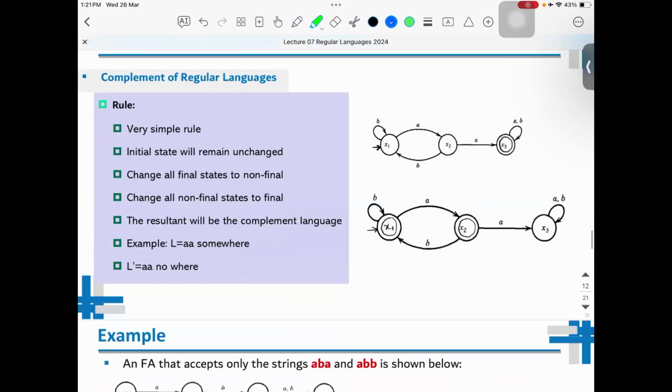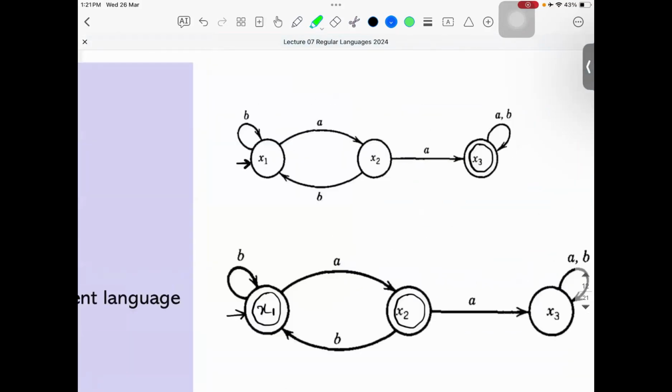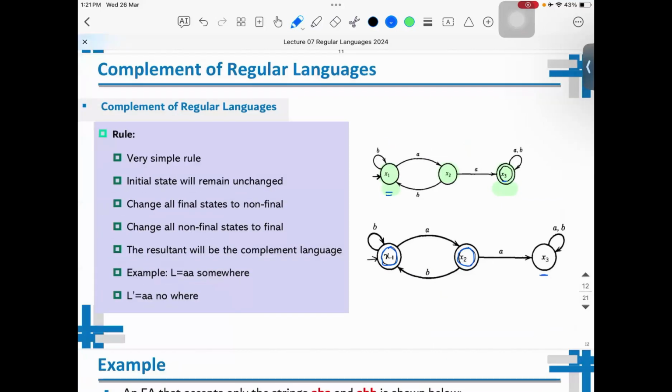Let's see. Consider this particular diagram. This is my finite automata consisting of x1, x2, and x3. X1 is the initial state, x3 is the final state. As per the algorithm, to take the complement, you have to convert all the non-final states into final. So this was non-final, we make it final. This was also non-final, we make it final. And the one that was final, we just make a non-final state. So this is basically the complement.